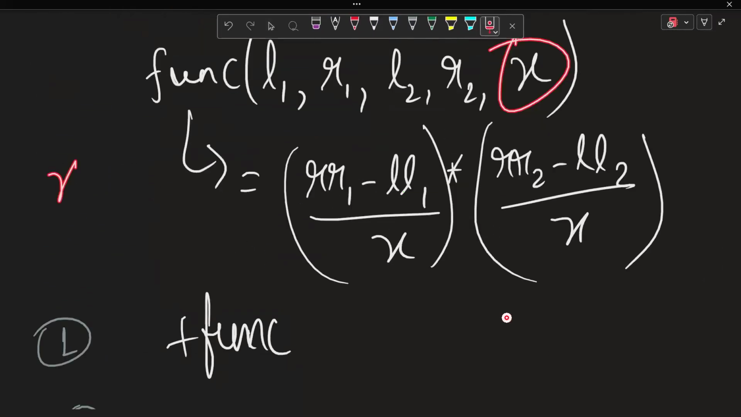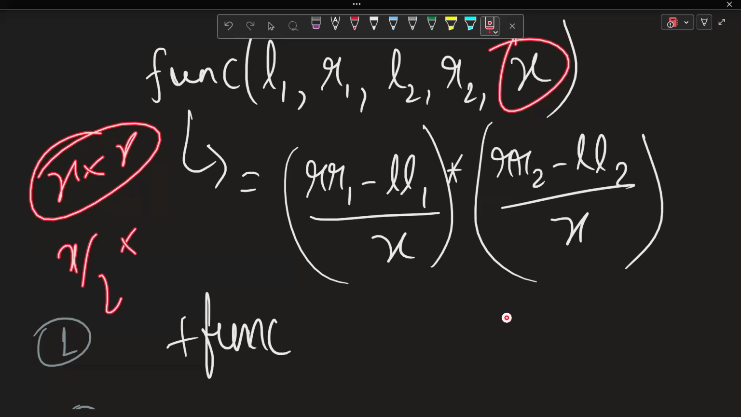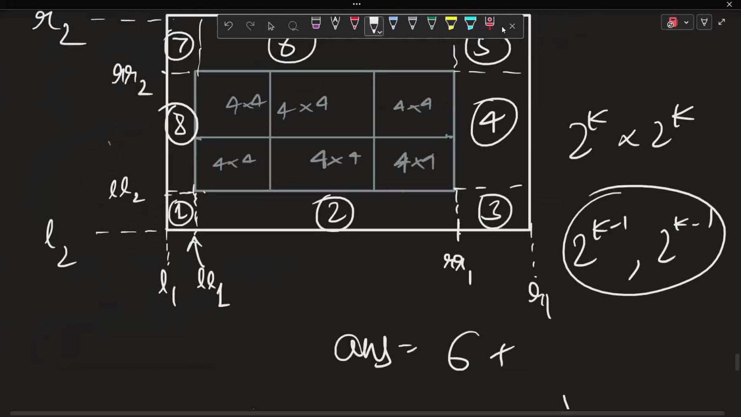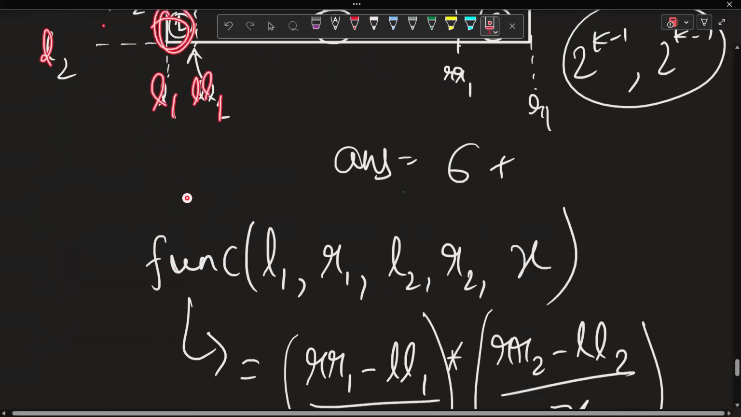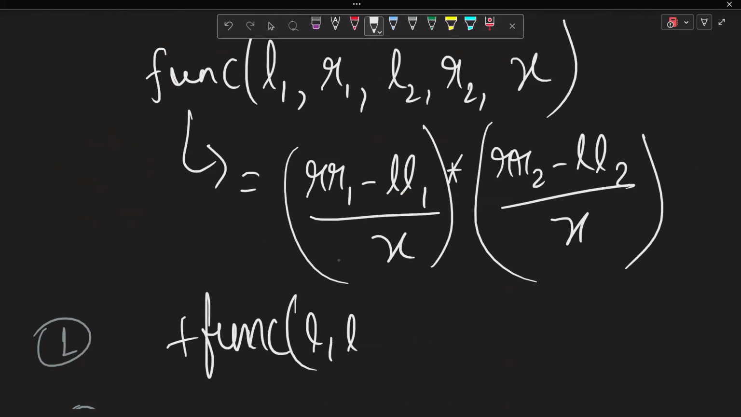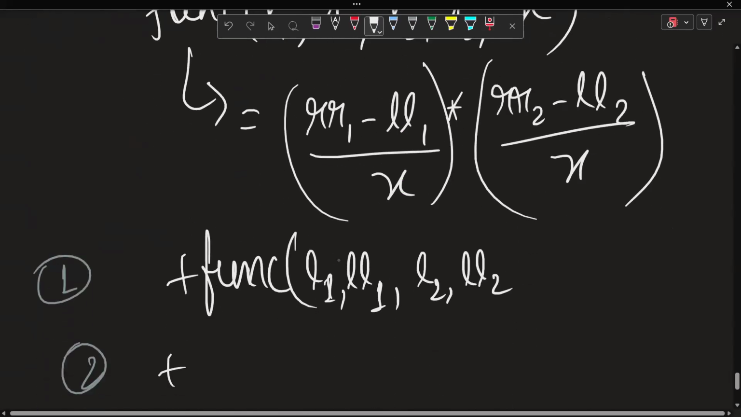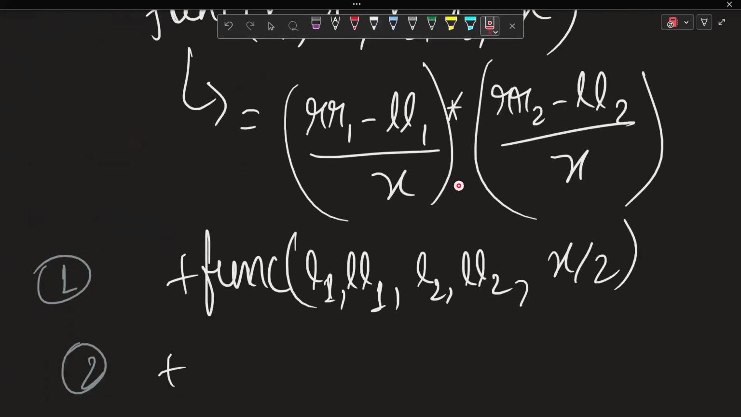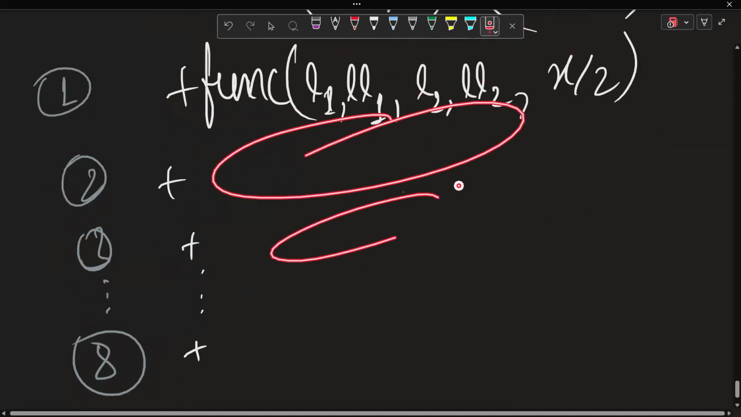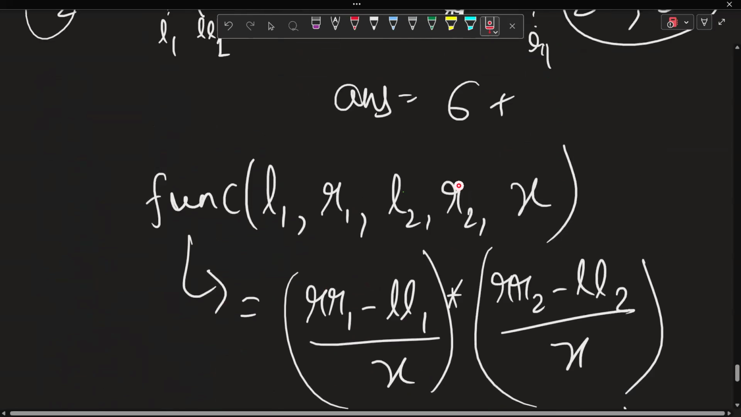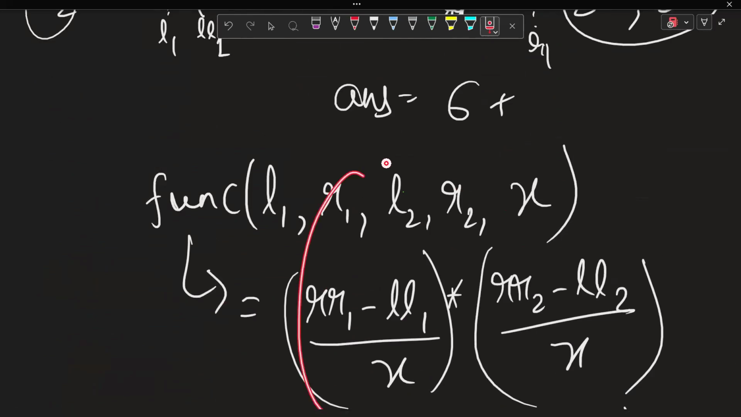Okay, so here if you had x cross x squares, now you would have x by 2 cross x by 2 squares. So as one example, if you want to call for this region, it is from L1 to LL1, L2 to LL2. So you will call from L1 to LL1 and L2 to LL2, with x by 2 as the maximum square size. So this way you will call those 8 functions recursively, and this way you can solve this problem.